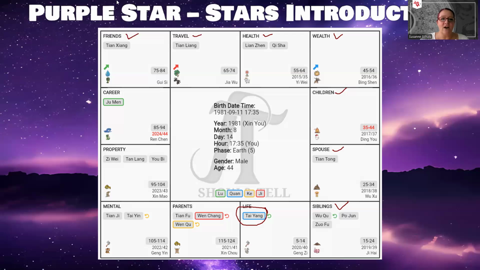If you have the Taiyang star in the career palace, then a competitive work environment is actually quite good for you, because it brings out the best in you. The more competitive the work environment is, the more competitive the industry you're working in, the better, because then you can really shine.